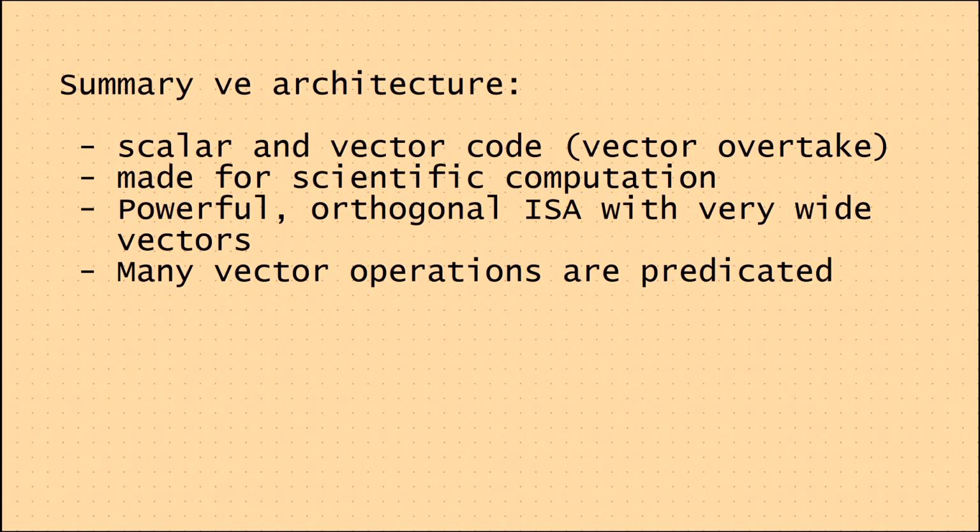So, a short summary. It can execute scalar and vector code, and if you know that the scalar and vector instructions load and store from different addresses, you can also say that the vector unit can, on certain operations, ignore potential dependencies to unlock more performance. It's primarily made for scientific computation and has a powerful and orthogonal ISA with very wide vectors. Orthogonal in this context means there's a clear separation of concerns. You can, just looking at it, get a pretty good feeling what the instruction does. There is no complicated decoding which needs to be undone, which is kind of nice.